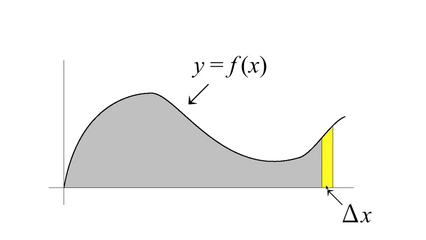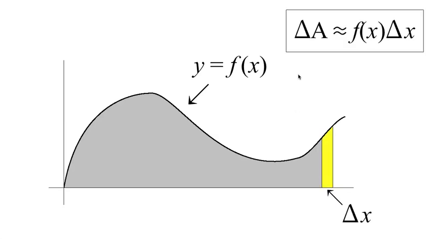But if delta x is very, very small, that same old thing we've been saying, it's awfully close to a rectangle. So the area of this yellow strip is delta x times this height. And what is this height? This is the graph of y equals f of x. That means that the height is exactly f of x right there. So we can say that the change in the area is f of x, the height, or roughly the height, times the width, delta x.